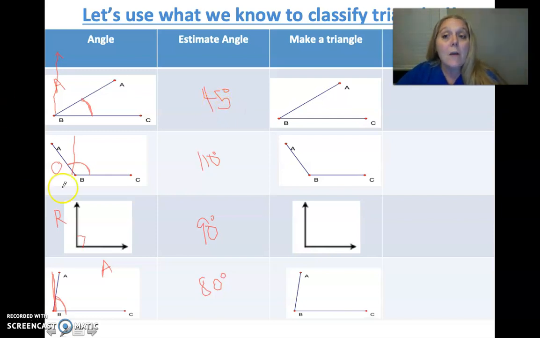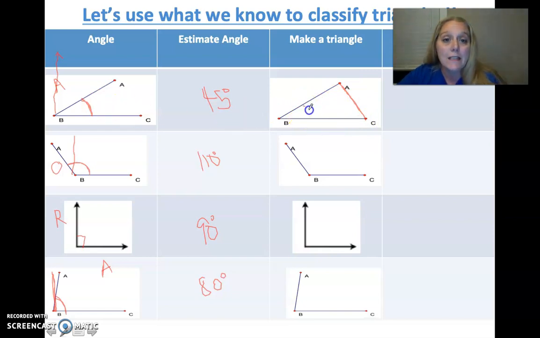All right, so how can we use this information that we just did to help us classify triangles? What we're going to do is take this angle and draw a line from these 2 points to make a triangle. So now I have a triangle, 1, 2, 3 sides. Now, what angles do I see inside of my triangle?